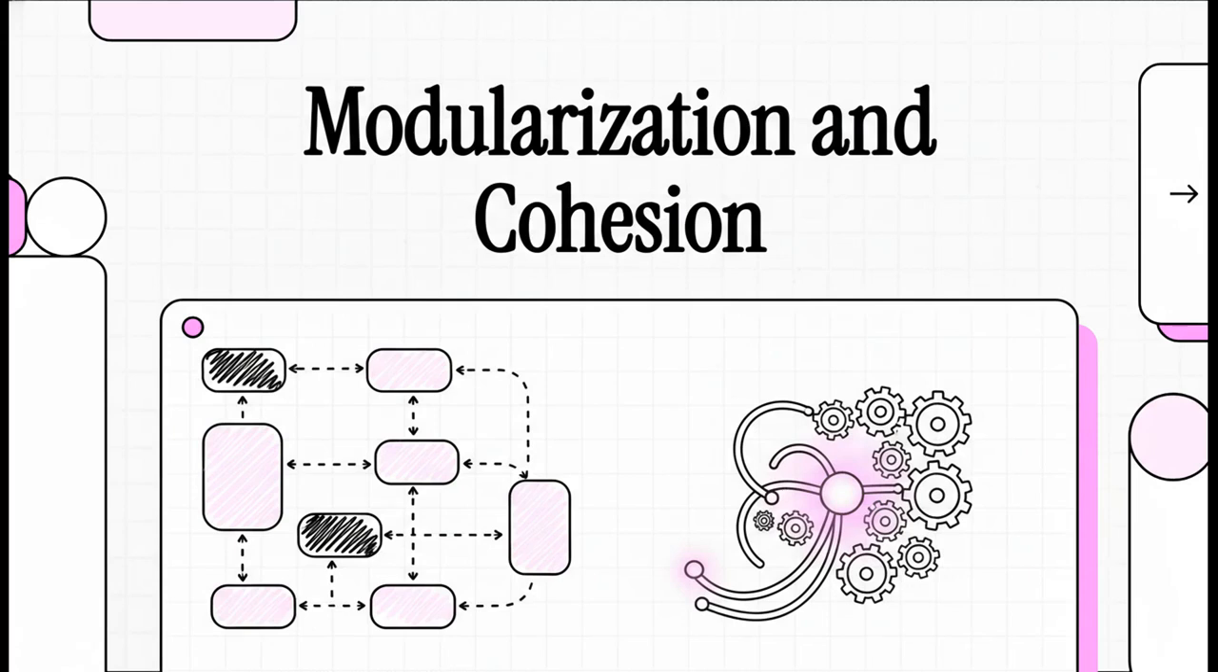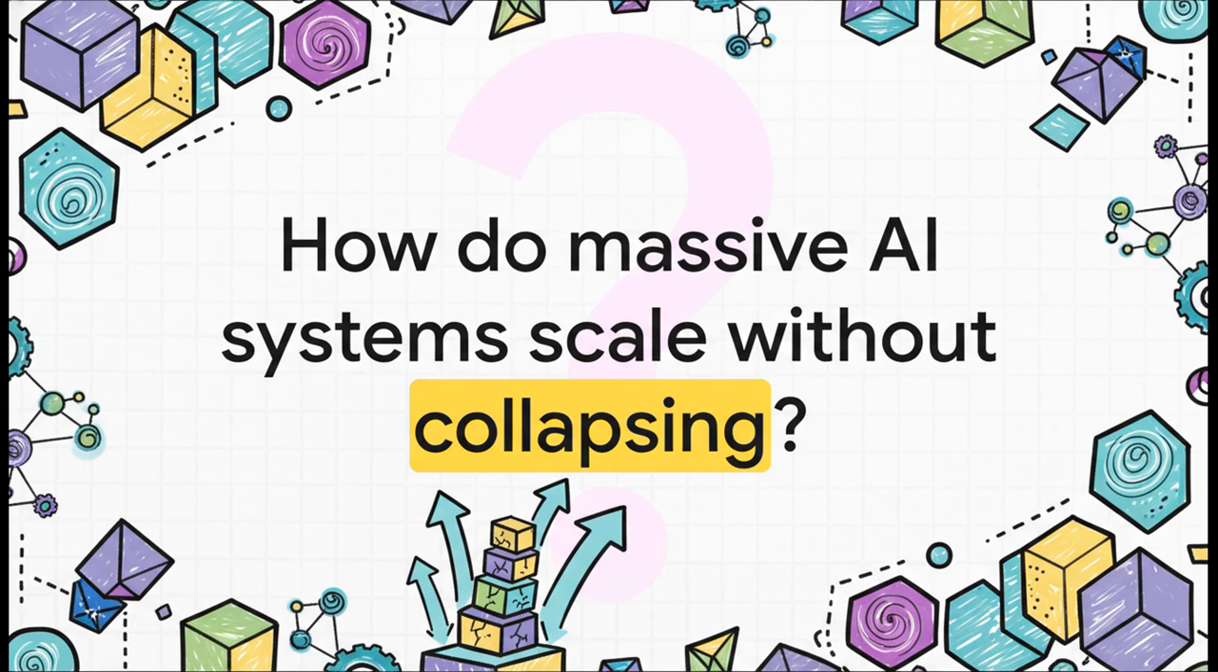Today, we're going to pull back the curtain on one of the deepest architectural secrets in large-scale AI. We're talking about modularization and functional cohesion. And trust me, it's the key to understanding how these massive systems don't just collapse under their own weight. Which brings us right to the central question, the billion-dollar question, really.